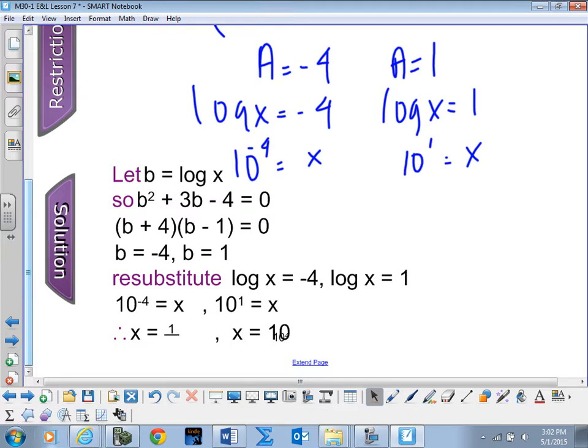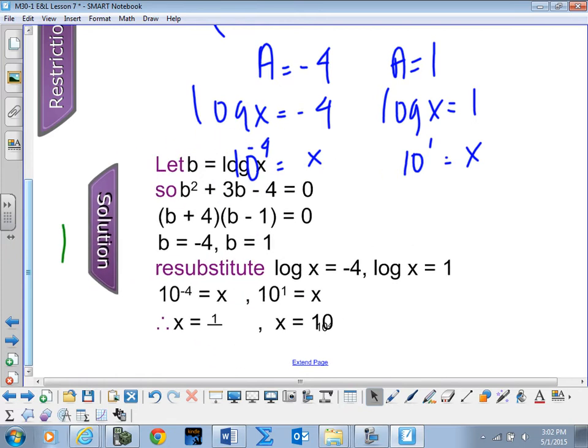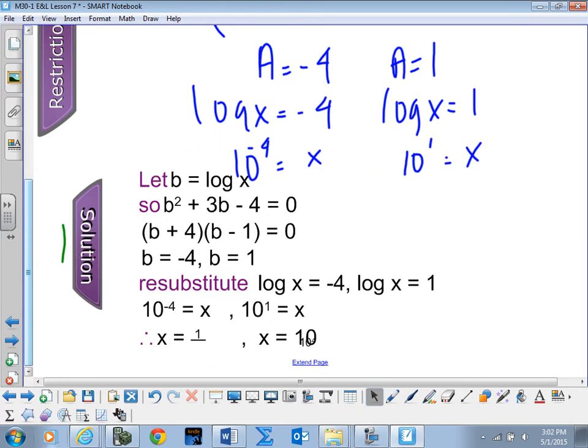All right, so this looks like it was cut off slightly. It's not just its position. It has been cut off. So what is 10 to the negative 4? It's the same as 1 over 10 to the 4, 1 over 10,000. And the other one is just x equals 10.